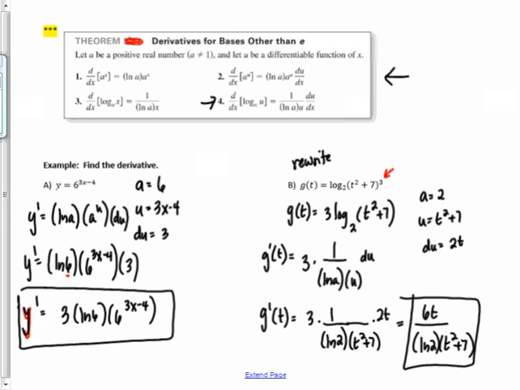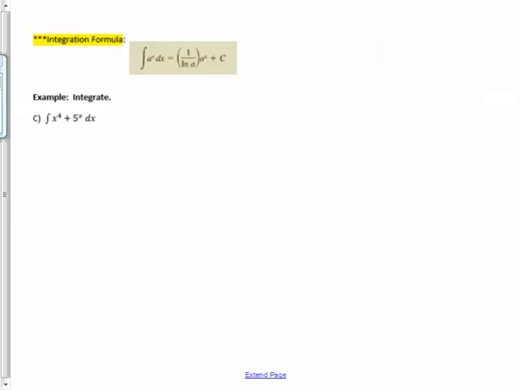Okay, these are not bad as long as you have those formulas. If you don't have the formulas or don't have them memorized, then they're extremely difficult. All right, and then let's look at the integration. We're just going backwards, and so you can see your integration formula. Integral of a to the x dx is 1 over natural log a times a to the x. You can also interchange that x with a u, and we'll do one of each.